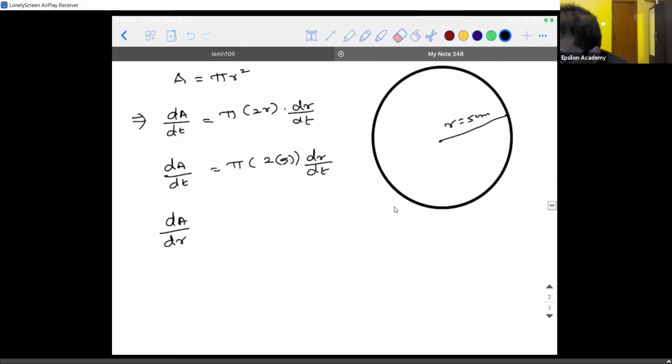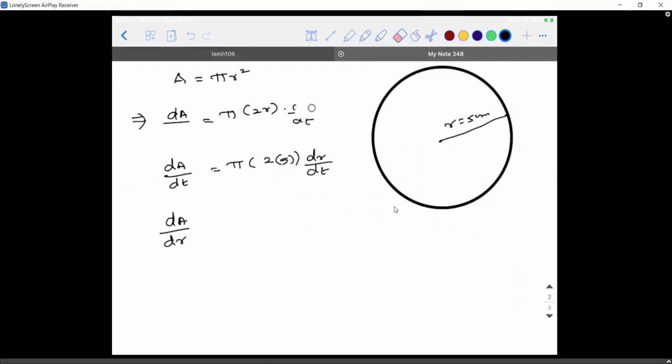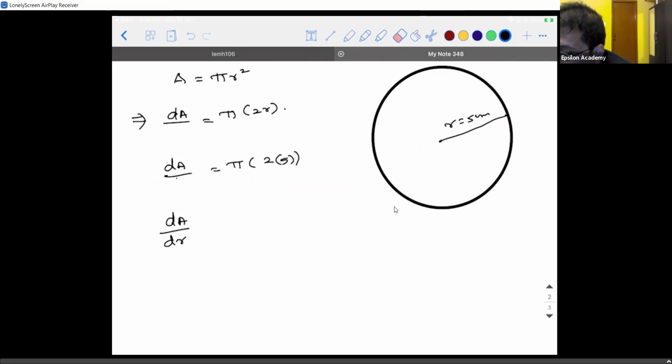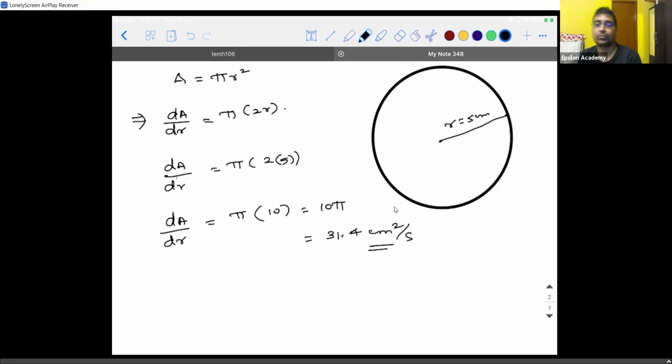Sir, but what does rate mean, sir? Rate can be with respect to anything. Rate generally means with respect to time only. But in this context, they are asking what is the rate at which area is changing with respect to the radius. So dA by dr is this thing. So pi into 10. So it is going to be 10 pi, or it is going to be 3.14 into 10. So 31.4 centimeters square per second.